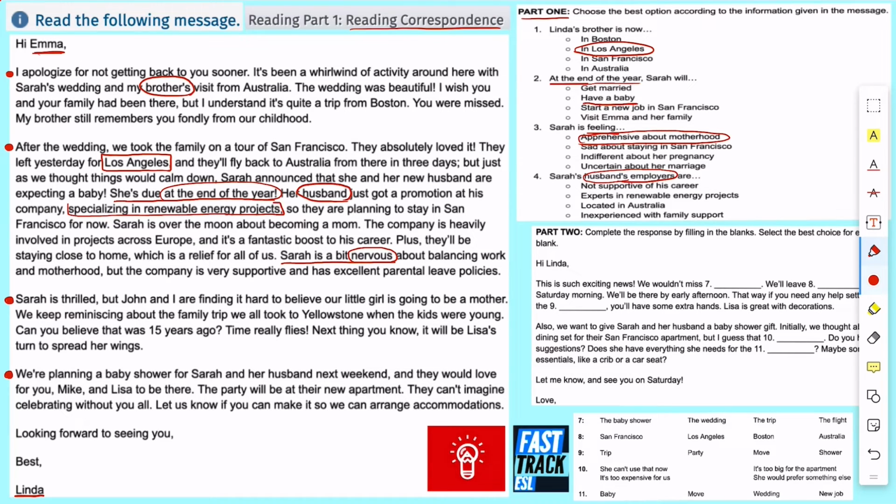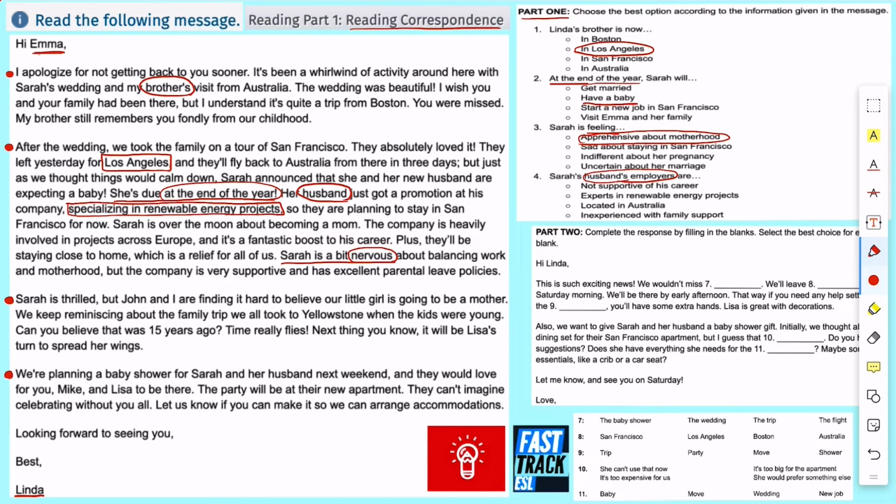See, "specializing in renewable energy projects" is a modifier, and it's providing us with information regarding the company. So it's the company that specializes in renewable energy projects. Let's see if we have something matching this in the options.